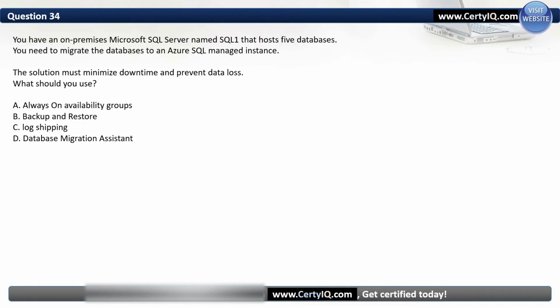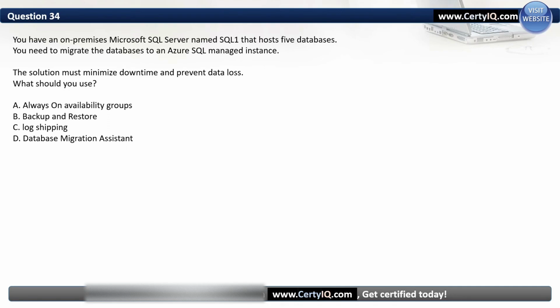Question 34. You have an on-premises Microsoft SQL Server named SQL1 that hosts 5 databases. You need to migrate the databases to an Azure SQL managed instance. The solution must minimize downtime and prevent data loss. What should you use?